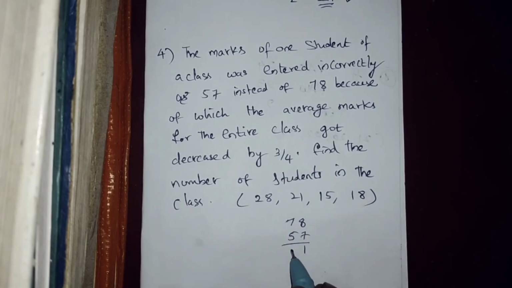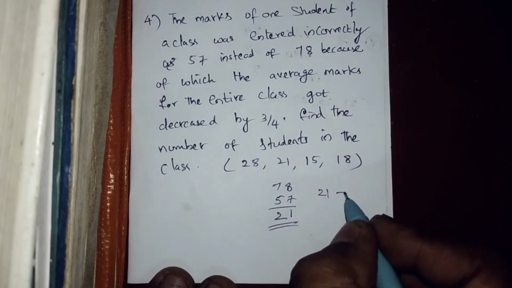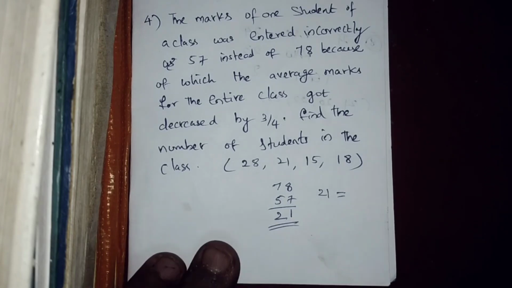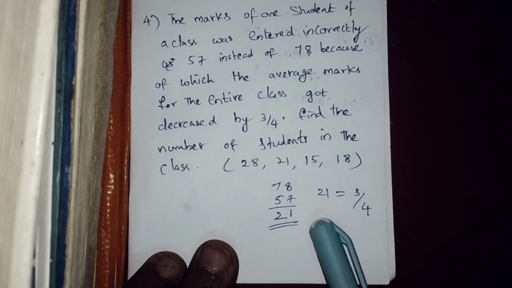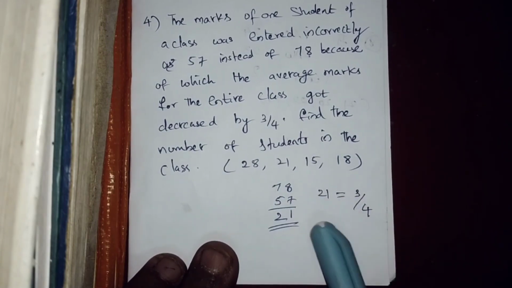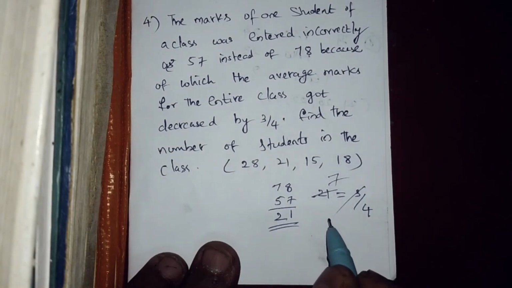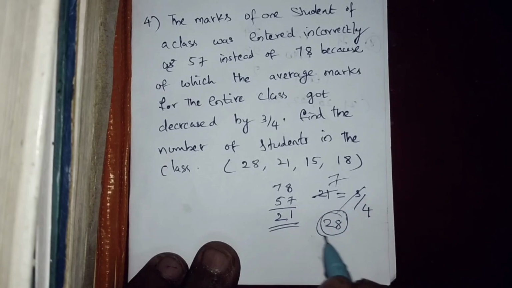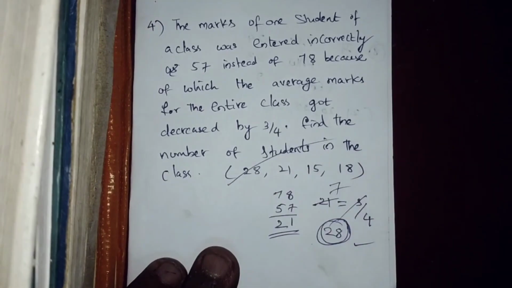If I take the difference, 21, I'm getting the difference. Because of this difference only, what happened? The average marks for the entire class decreased by 3/4. So this is the difference, and this is the decrease. Difference, decrease, both. So 3 7s are 21. You can cancel it. So 7 into 4 is 28. So how many students are there in the class? 28.